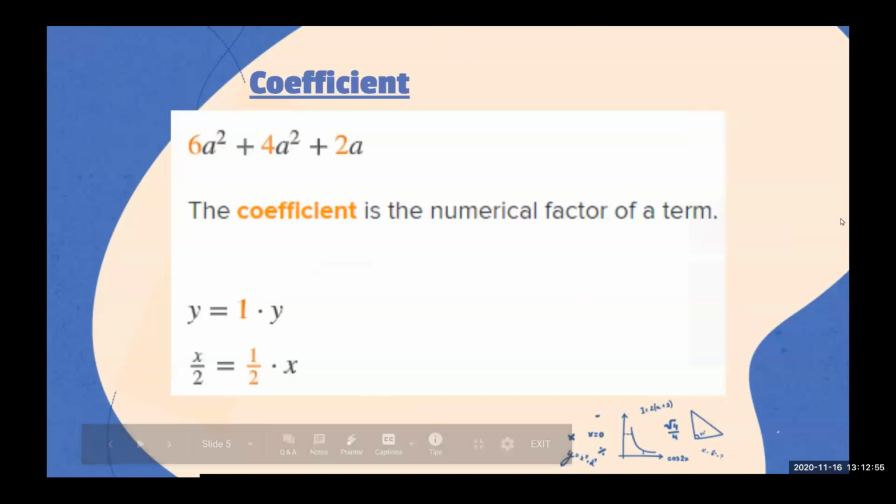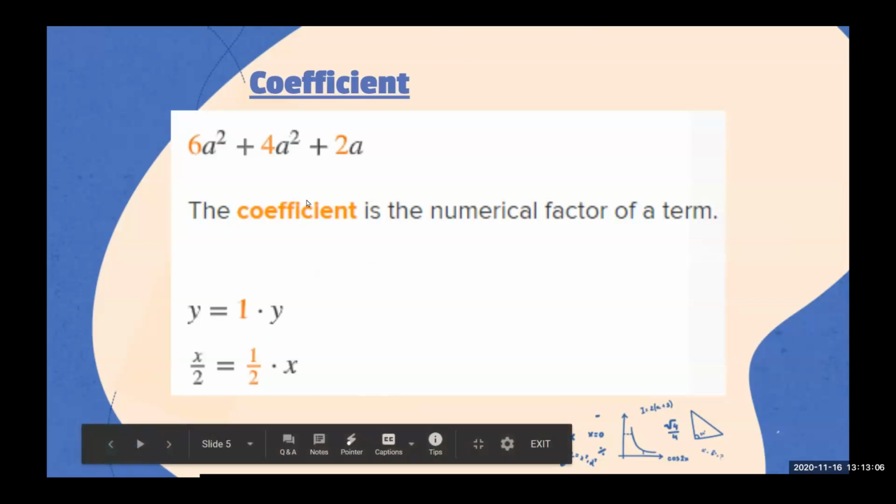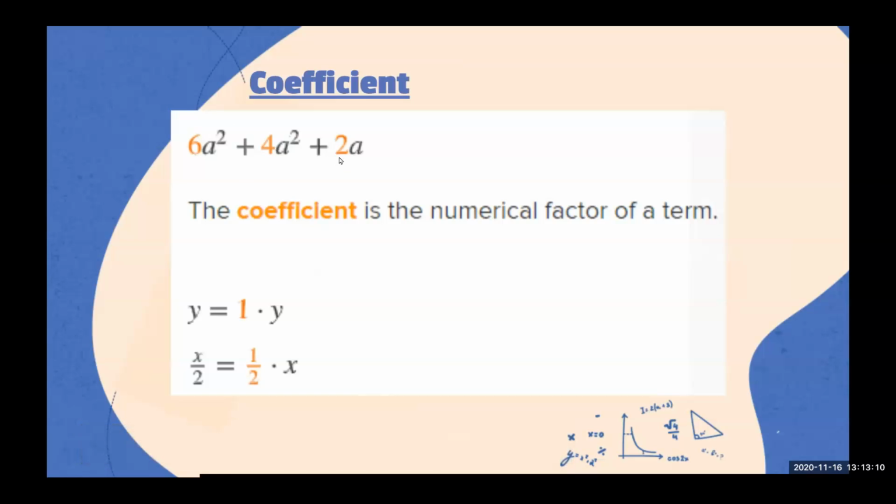I copied and pasted right out of example 3 this definition of coefficient. It is the numerical factor of a term. I just really liked it because of the way they've got the vocabulary word in orange, and then the coefficient in each of these terms is in orange. So the numerical factor, the number that's being multiplied times each term, is what we call our coefficient.